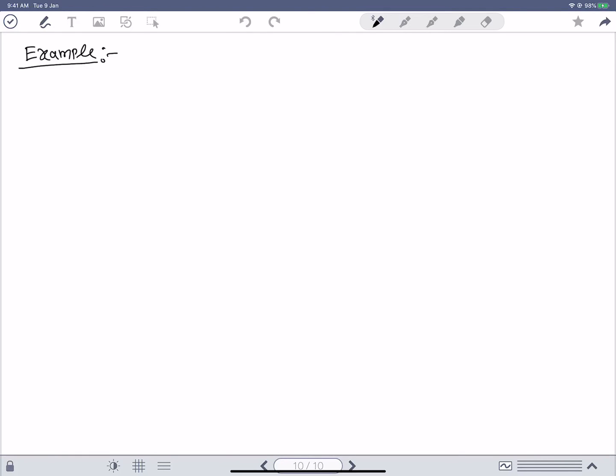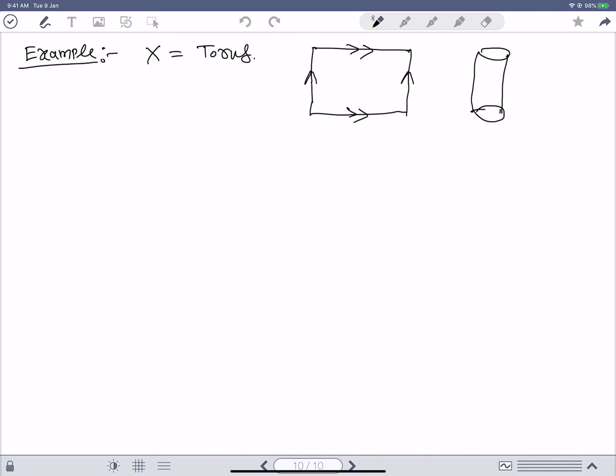So first of all, take my X as a torus. So what is a torus? That means we have a rectangle, right? Now if we identify this edge with this edge, then we will get a cylinder, right? Now again, if we identify this with this, then we will get a torus. Fine. Now this is my topological space X.